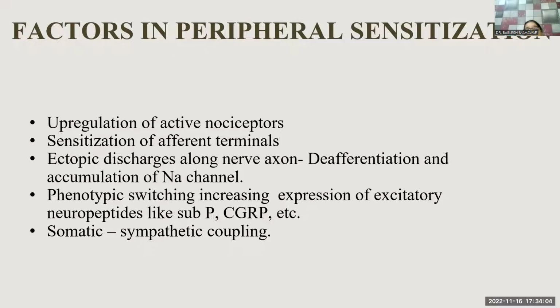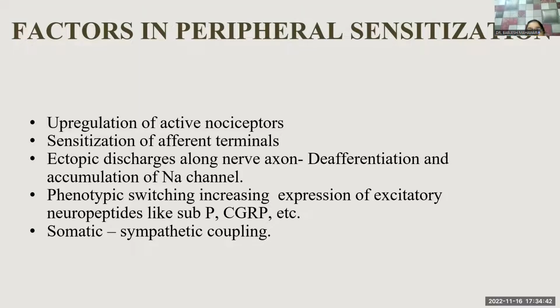And what happens is sometimes there is a somatic and sympathetic coupling also. The sympathetic nervous system is a very broad and vast topic; it moves along with the peripheral and the central nervous system. Sometimes there is a crosstalk between the two, and an intermingling of the pathways between the sympathetic and the somatic, resulting in more amplification of the action potential, resulting in peripheral sensitization.